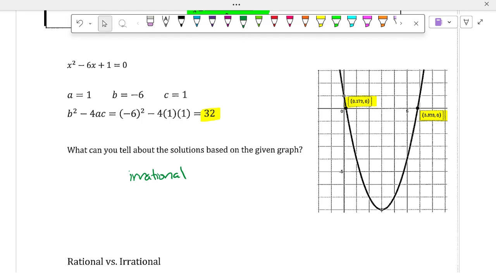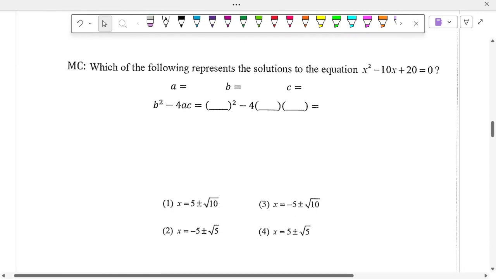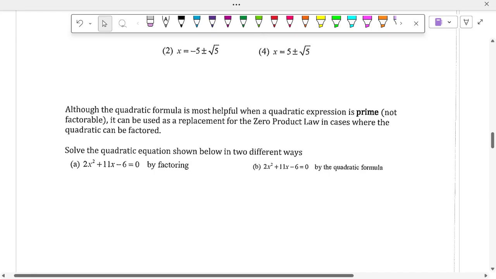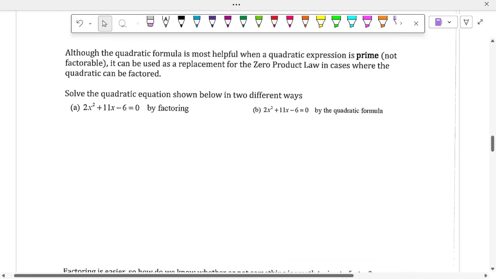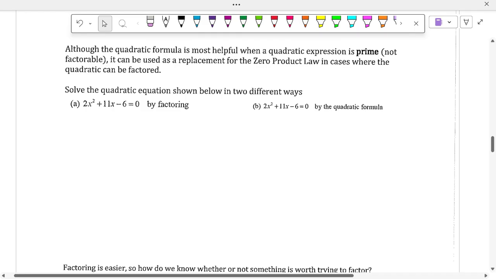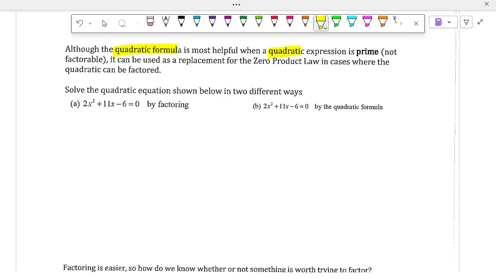All right. So, and we're going to skip this. All right, let's look at this problem right here. Now, the quadratic formula is most helpful if your quadratic expression is prime, which is just a fancy way of saying not factorable. All right. But you can still solve any quadratic with the quadratic formula, regardless of if it's factorable or not. But if you could factor it, it's easier.